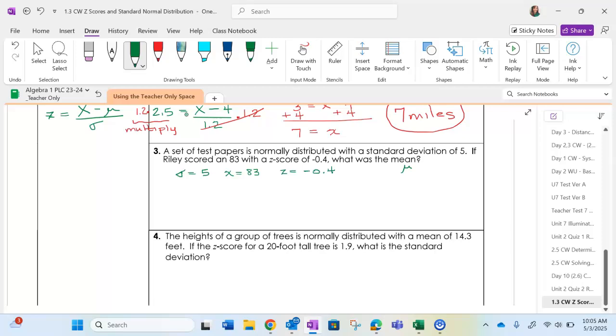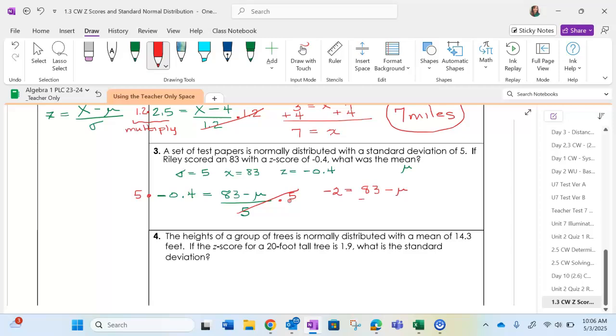Let's use our formula and plug in what we have. The z-score is negative 0.4 equals our data value, 83, minus the mean, because we don't know it, divided by our standard deviation of 5. Solving for the mean this time, multiply both sides by 5. Those cancel. 5 times negative 0.4 gives negative 2 equals 83 minus the mean.